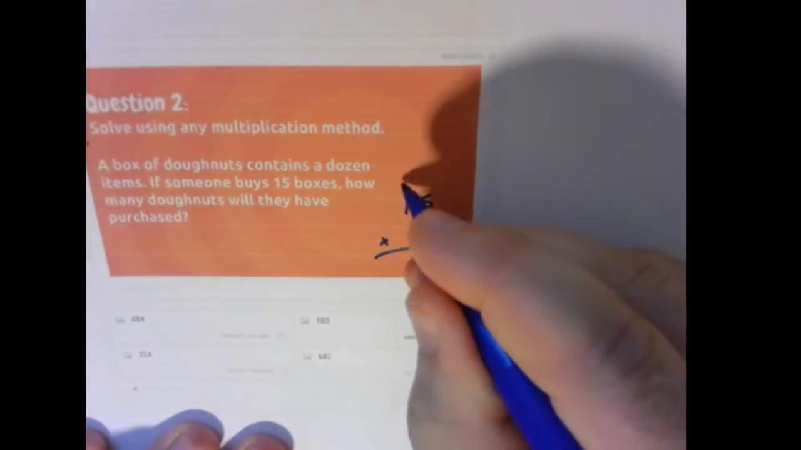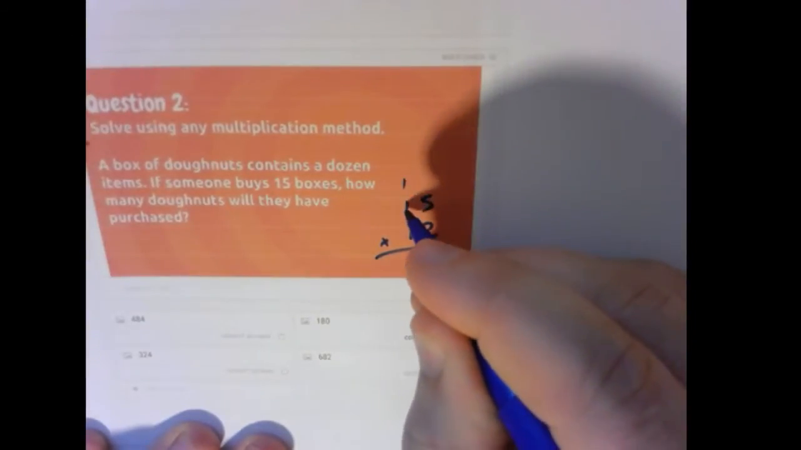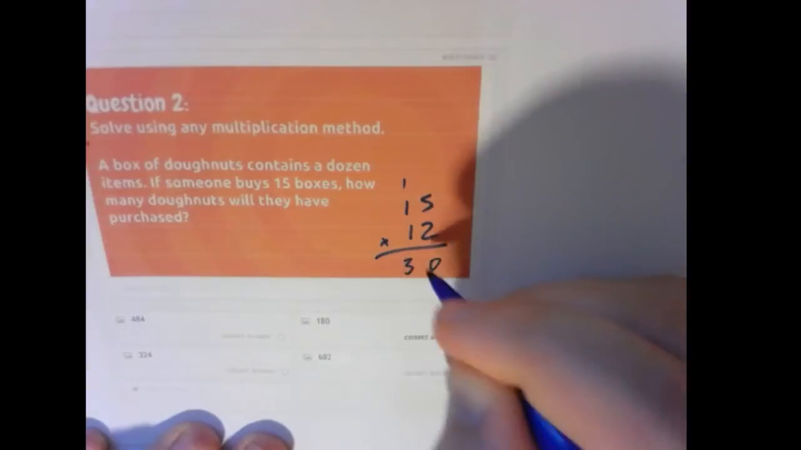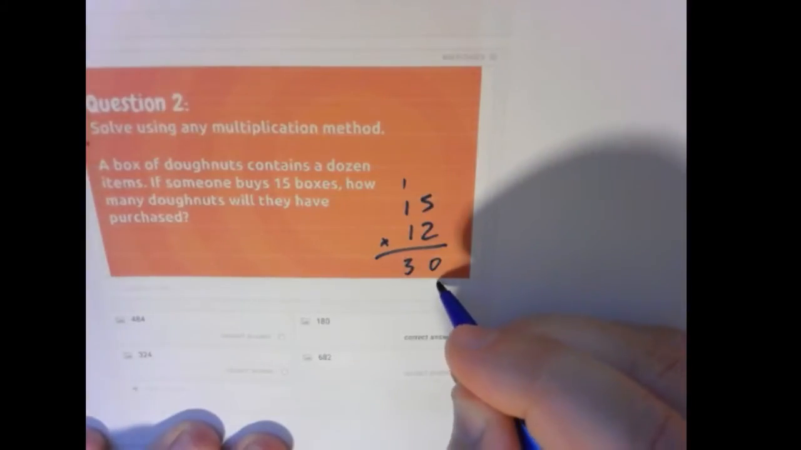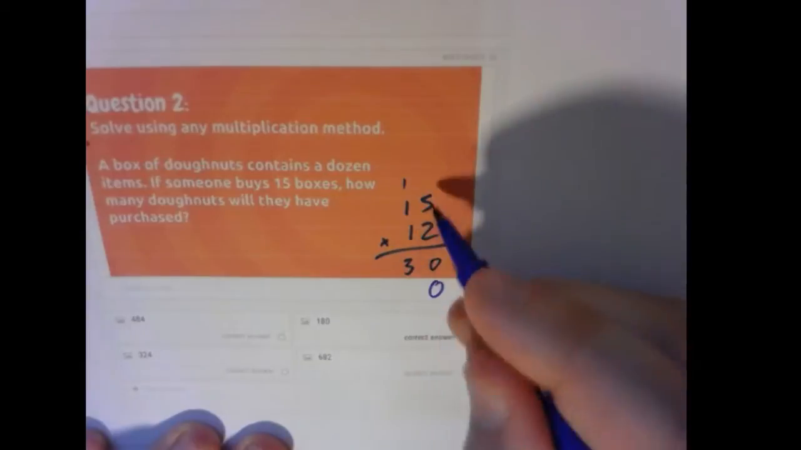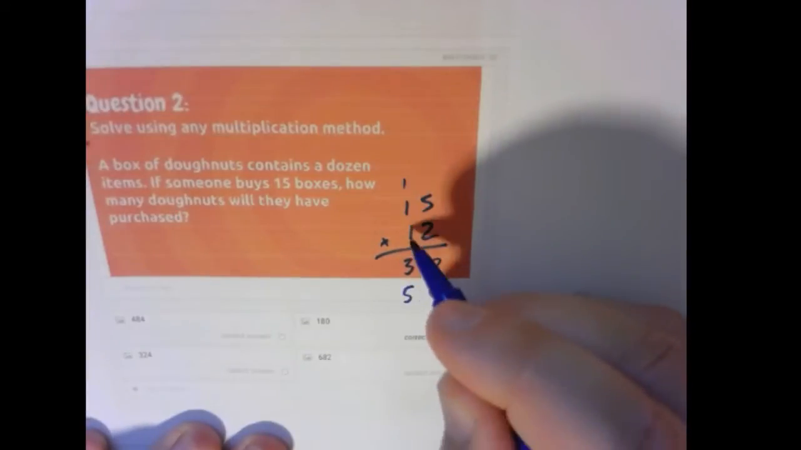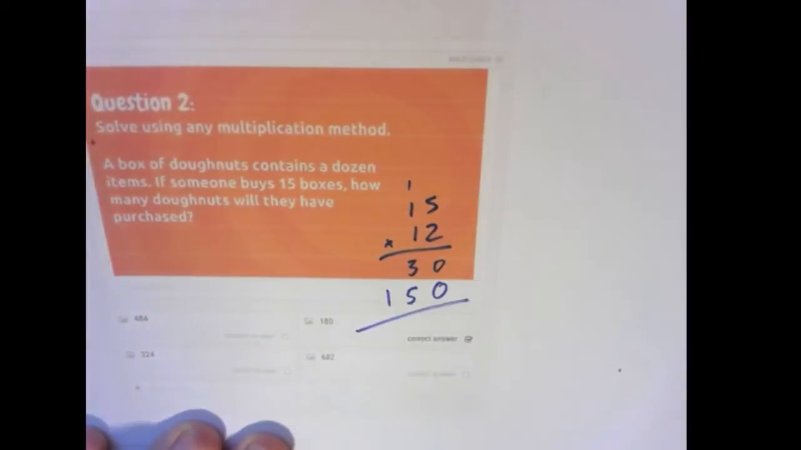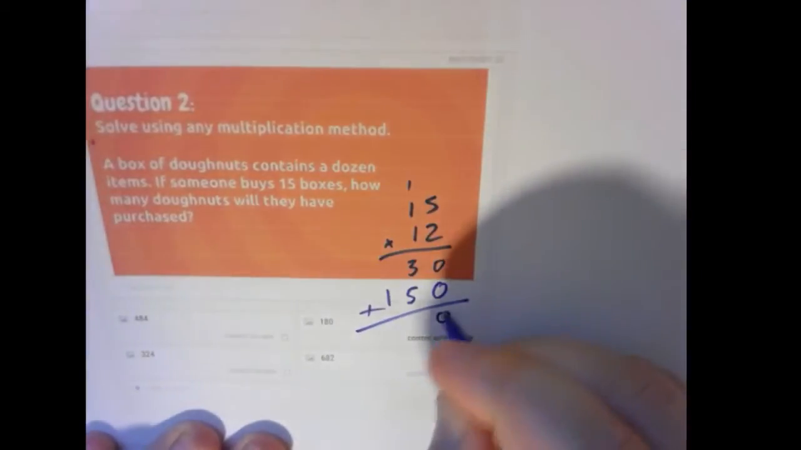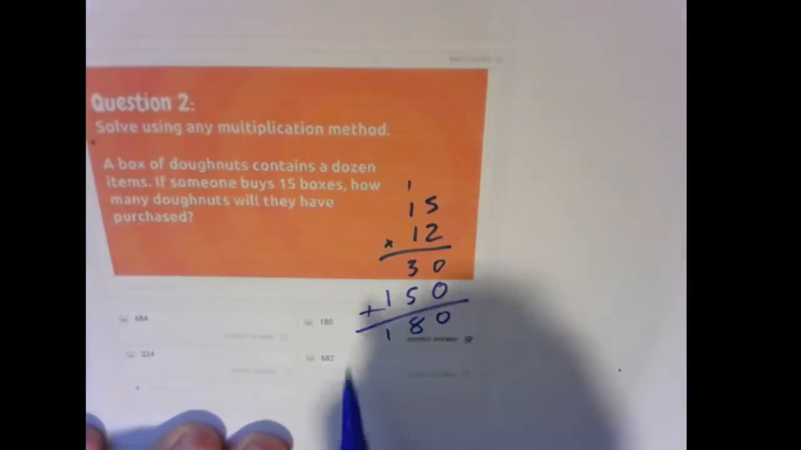Multiply these. 2 times 5 is 10. 2 times 1 is 2, and 1 more is 3. Add a 0. 1 times 5 is 5, and 1 times 1 is 1. Add, we get 0, 8, 1, 180.